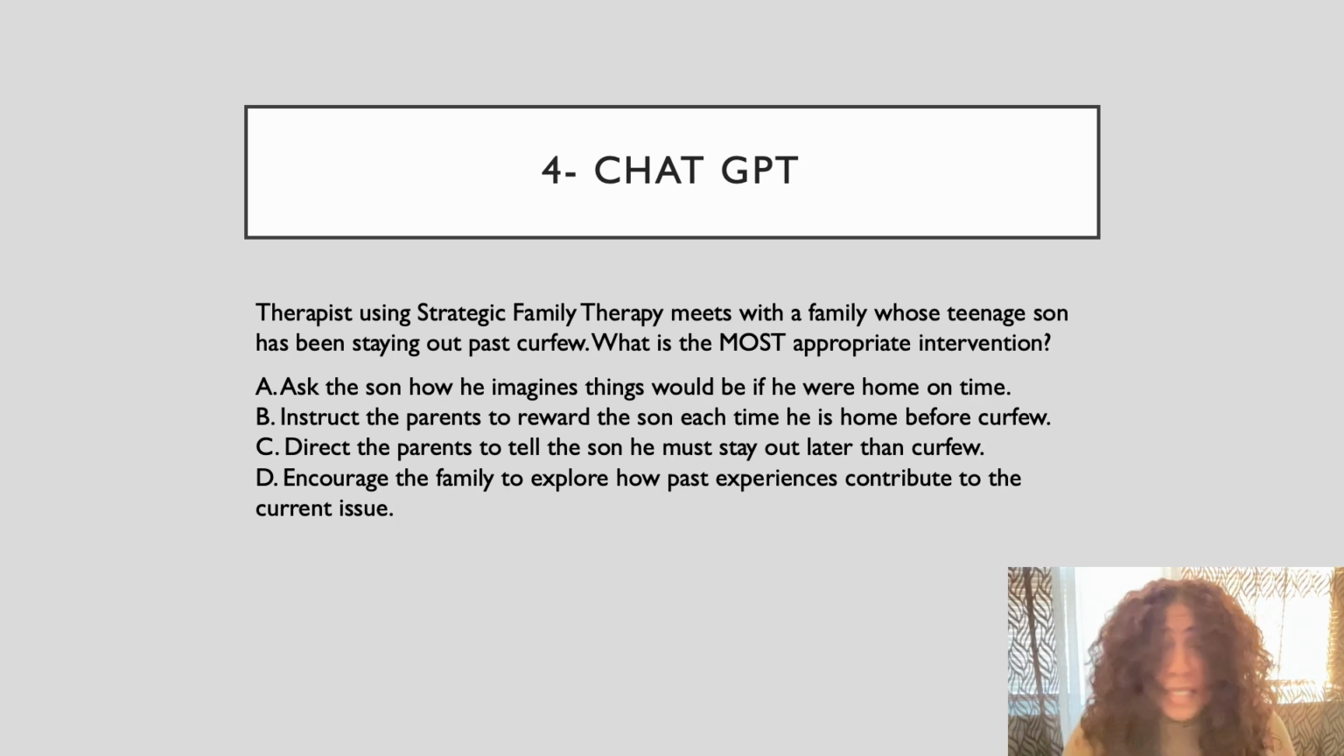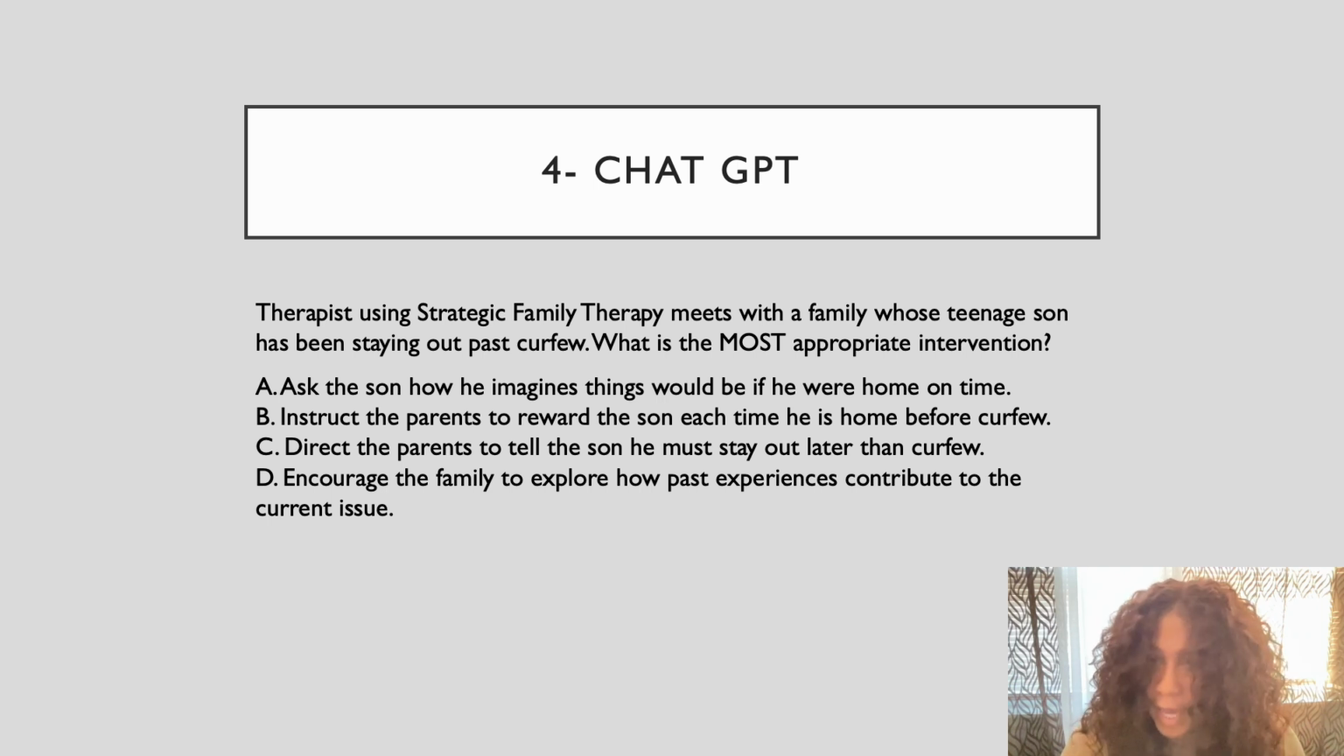It took me a while. I extensively looked through these questions and dissected them, just to make sure, okay, this goes on a line with this, right? A therapist using strategic family therapy meets with a family whose teenage son has been staying out past curfew. Okay, now we got some little rebellion going on. What is the most appropriate intervention?